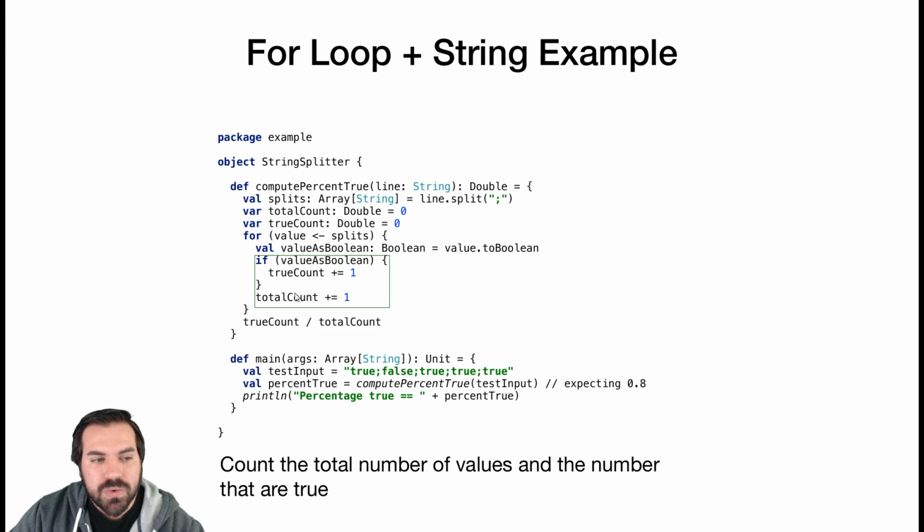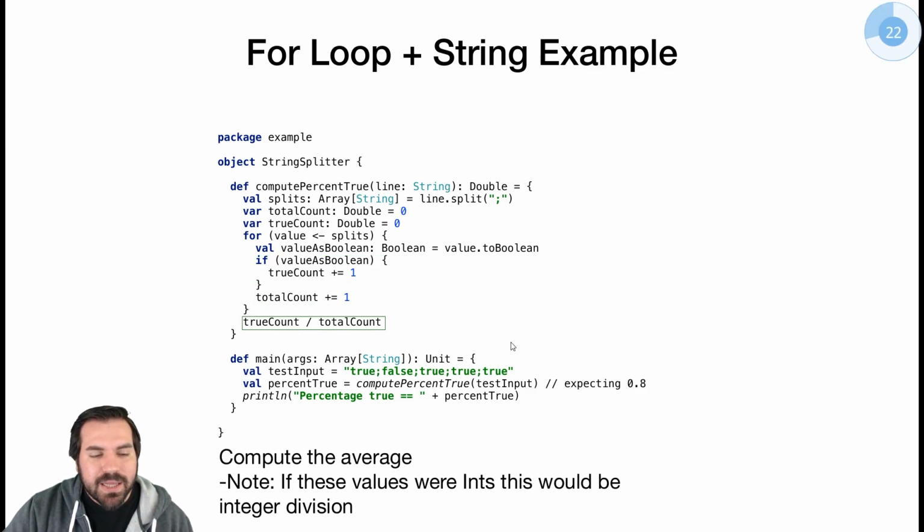And whether that's true or not, we're going to update the total count that we found, the number of values that we iterated over. Again, there are cleaner ways to do this, but I want to show off a conditional, so I use the conditional to do this. And then we're going to divide the two to get the percentage, or at least the rate, of trues that we found in this string that we split, and return that value.